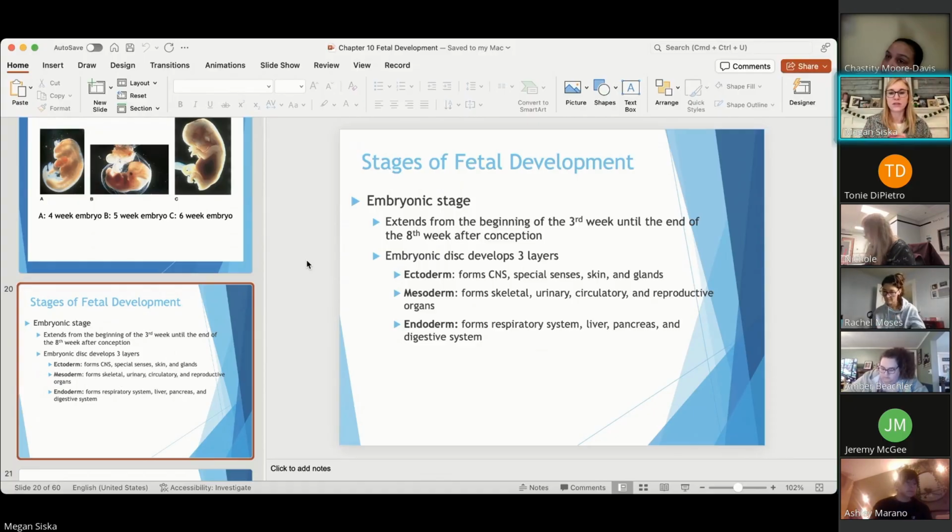So we have these germ layers that start to form, which start to create different areas of the fetus. The ectoderm is what will become the central nervous system, the special senses, the skin, the glands. The mesoderm is what's going to create the skeletal system, urinary system, circulatory system, and reproductive organs. And then the endoderm is going to be the respiratory system, liver, pancreas, and digestive system. So all of this differentiation is happening during those first few weeks here.